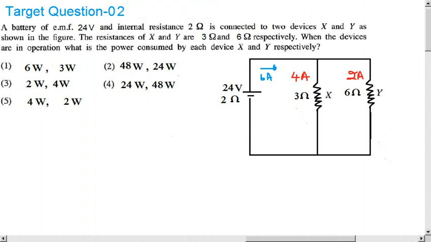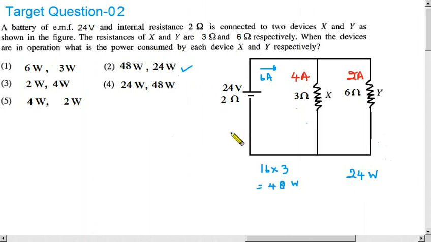Then we know the current. So what we have to do? Find out the power, I squared R. 4 times 4 is 16. 16 times 3 is 48. Here 2 times 2 is 4. 4 times 6 is 24. So 48, 24. This one is the answer.